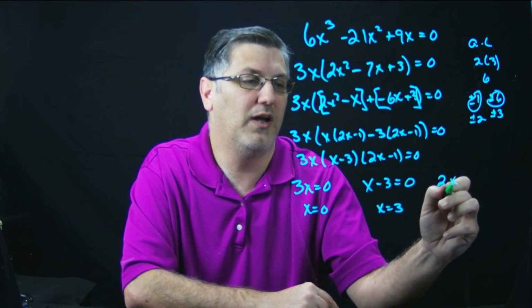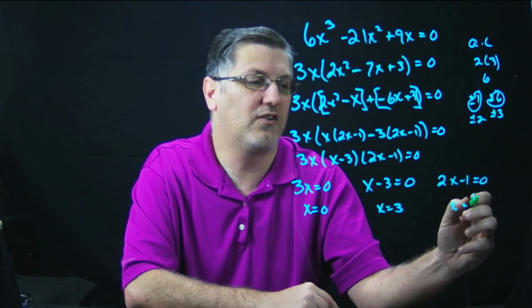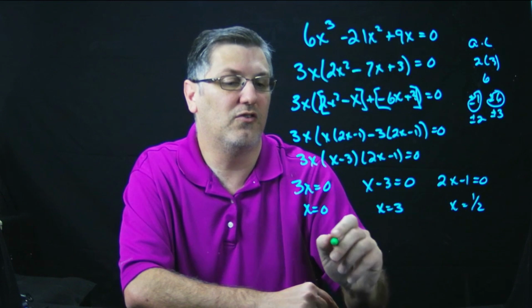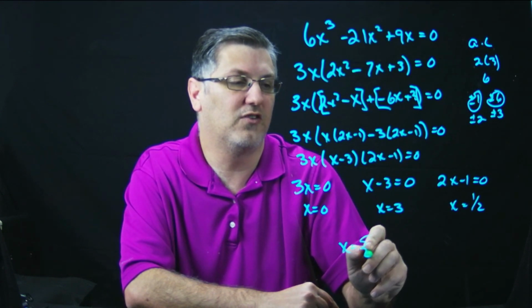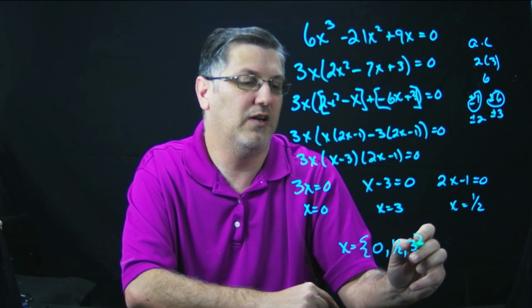And then we have 2x minus 1 equals 0. By adding 1 and dividing by 2, we will see that x is 1/2. And those are your solutions. x equals, the solution set is 0, 1/2, and 3.